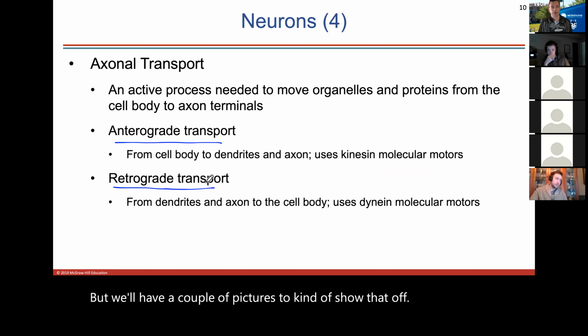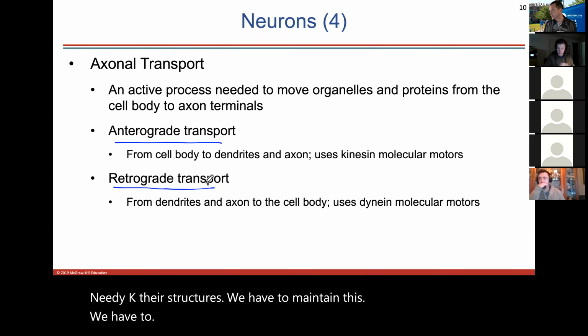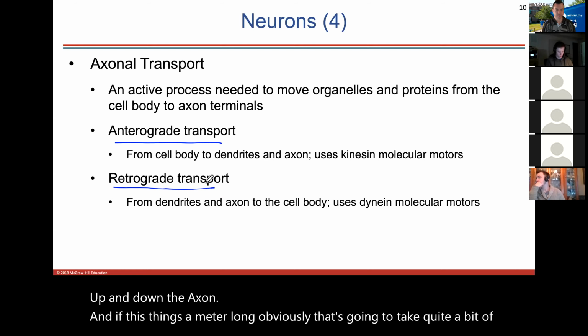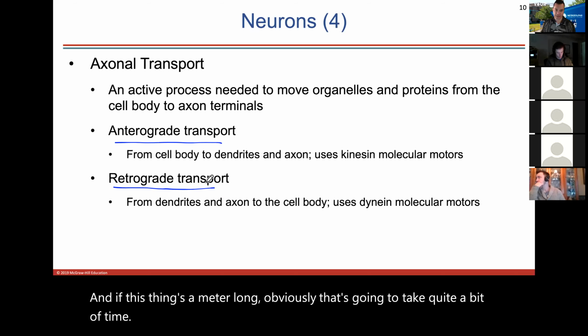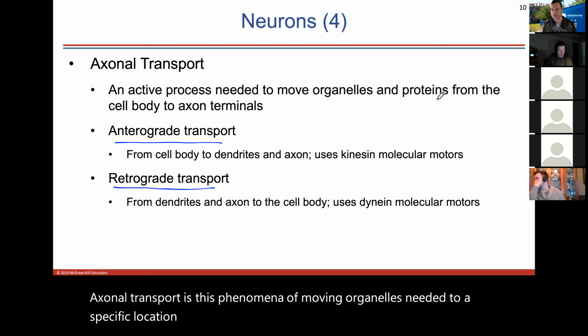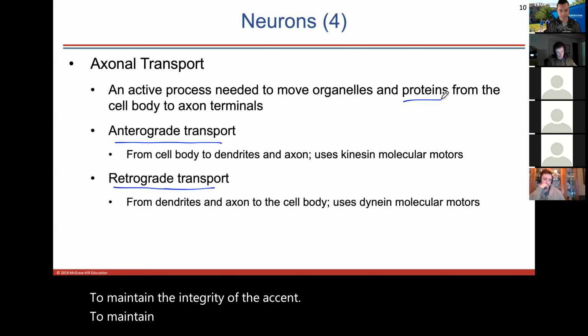Because these things are needy, okay, they're structures. We have to maintain this. We have to send supplies up and down the axon. And if this thing's a meter long, obviously that's going to take quite a bit of time. Axonal transport is this phenomenon of moving organelles needed to a specific location, or proteins, okay, to maintain the integrity of the axon, to maintain the integrity of this nerve.